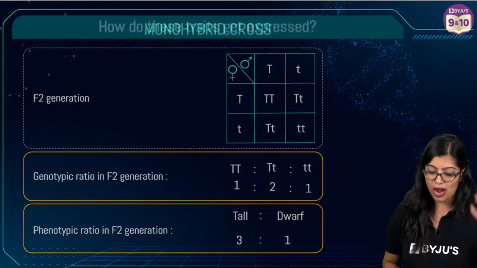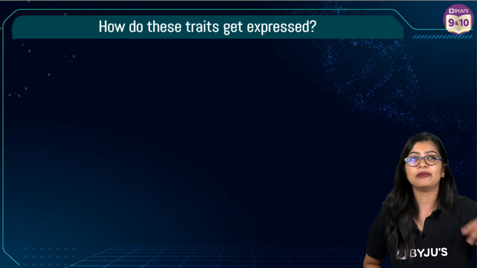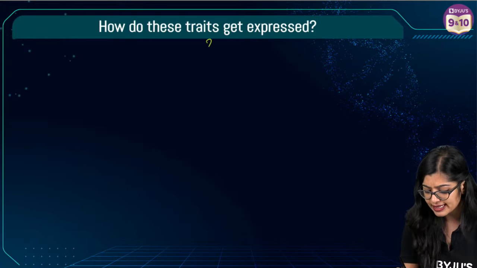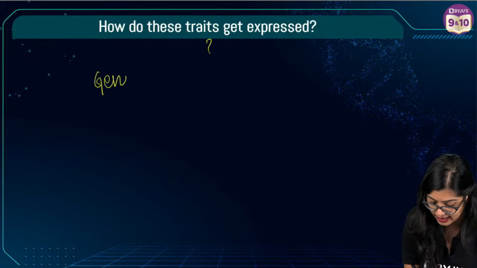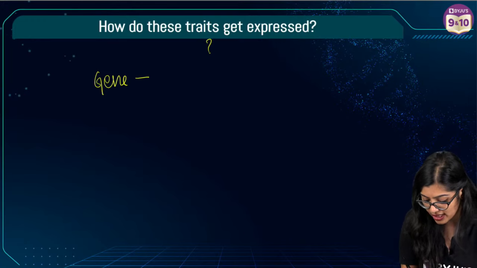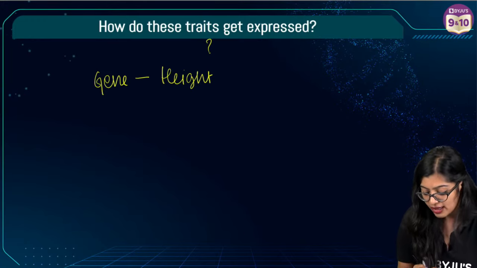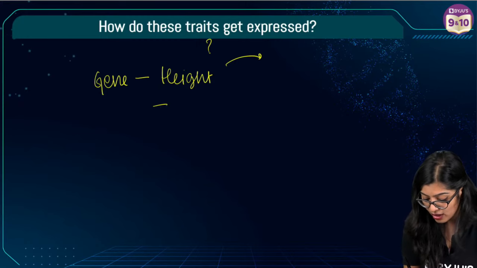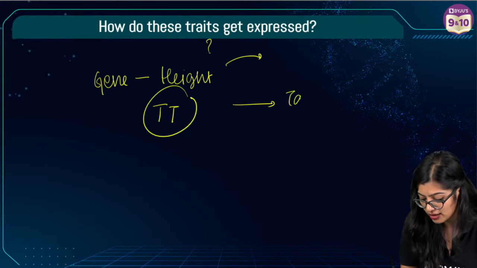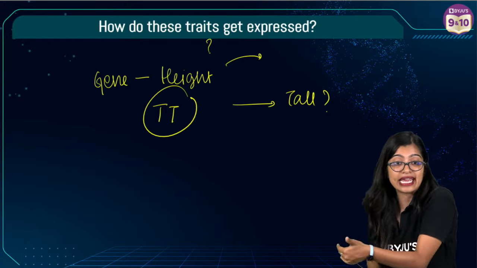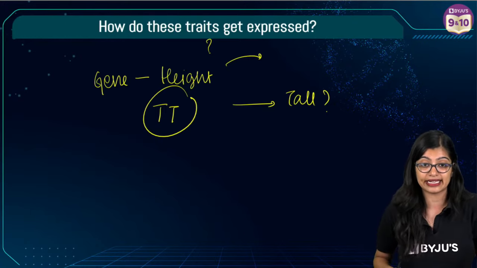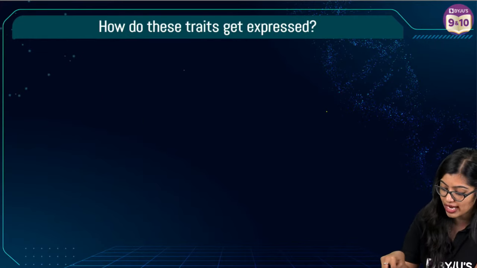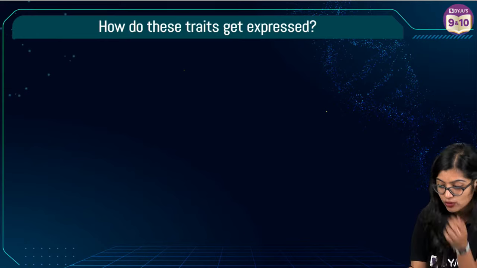Now, of course, one very important thing to understand. I'm telling you that genotype is there, I'm telling you phenotype is there. But how exactly does it work? I'm telling you there's a gene that is coding for height, and that somehow makes my plant tall. So how exactly is this happening? When you talk about genes, how these traits get expressed is something that you need to know.